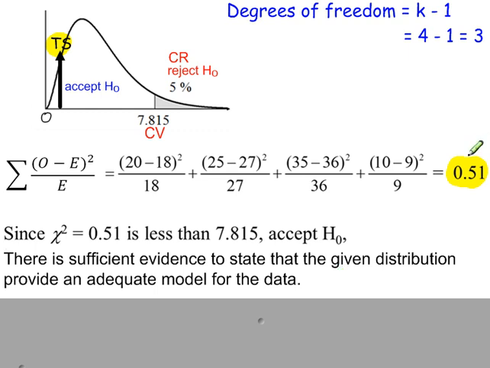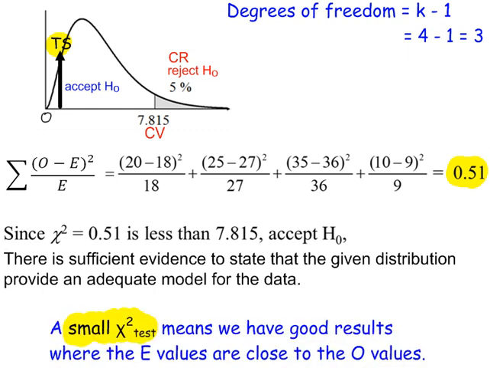Now this test value, 0.51, is very small, and the reason is that our O and E values are very close together. They're very similar values. You can tell from here there's 20 and 18, they're similar values, 25, 27. If these are close together, then we get a small test statistic. So we have some good results. If there was a big difference between the O and E values, then the test value would be large, and our test statistic would be out here somewhere.